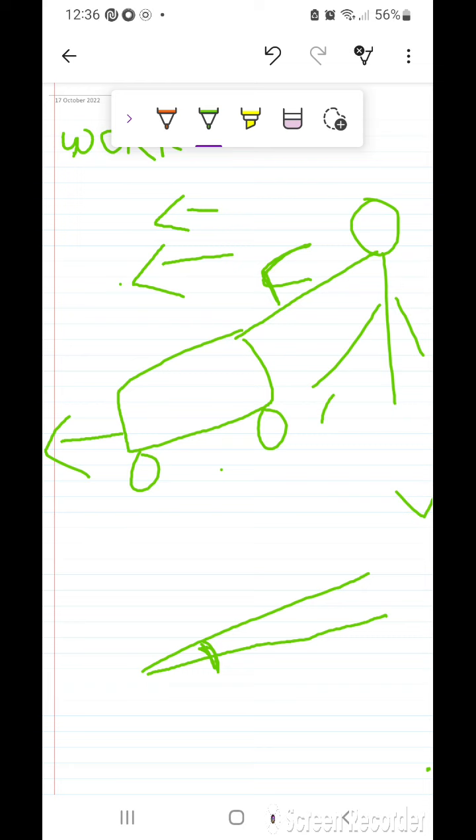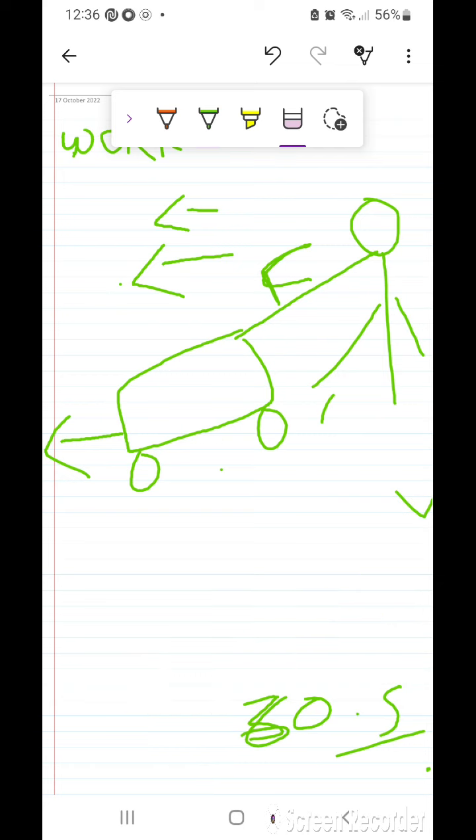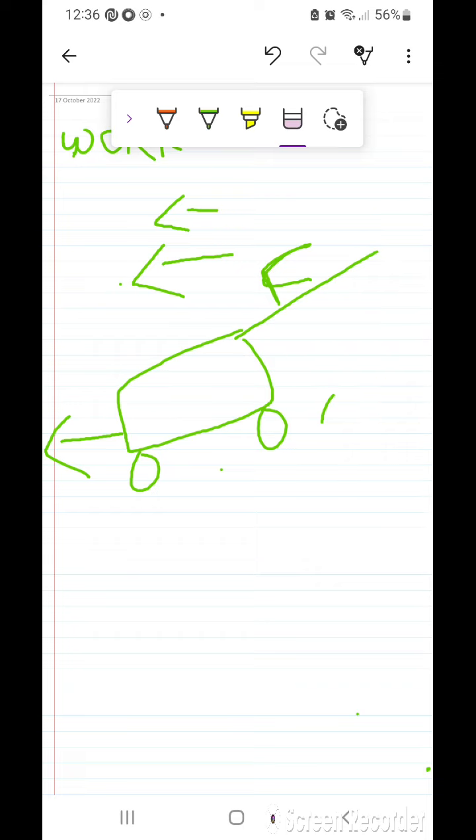Suppose the angle is 30. Suppose it is 60. Cos 60 is equal to 0.5. Then whatsoever force you have applied and whatsoever displacement the trolley covers, it is into 0.5. So here the work done is not 0. It is all about the angles.